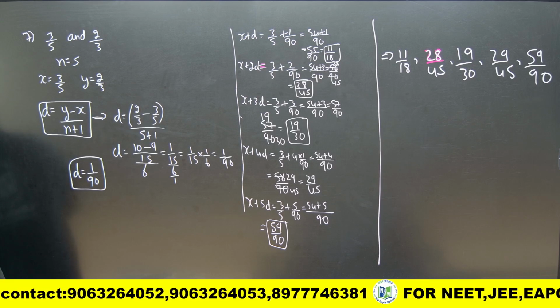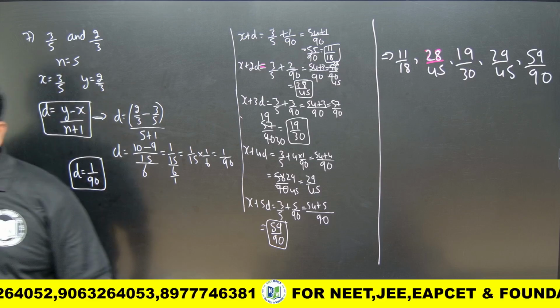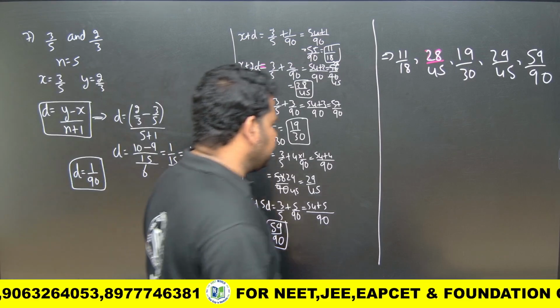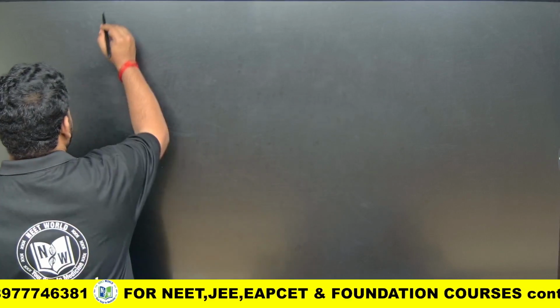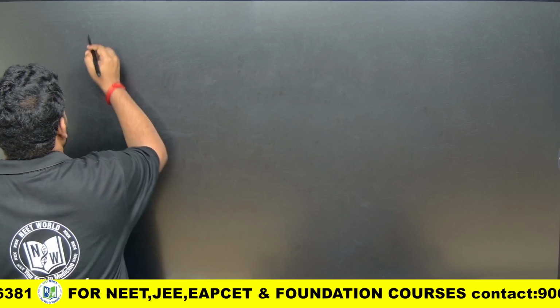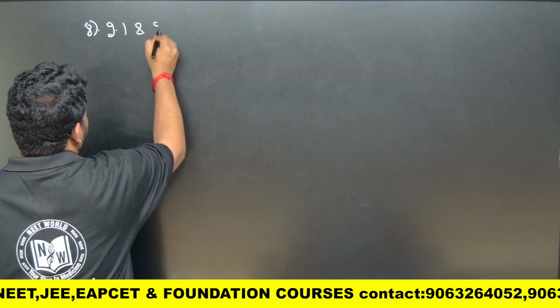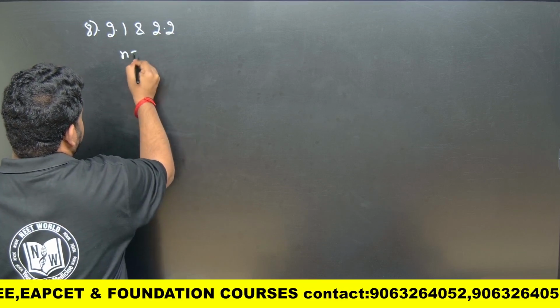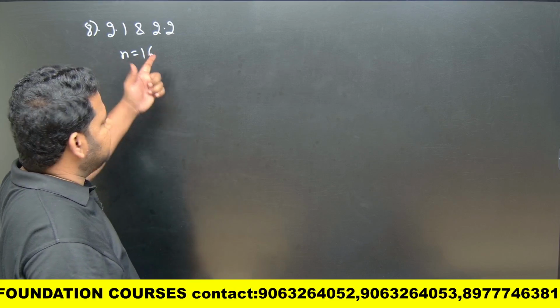They are asking, find 16 rational numbers between 2.1 and 2.2. This is the eighth question, the last question of this exercise. 2.1 and 2.2, n is 16. So we have to find 16 rational numbers between 2.1 and 2.2.